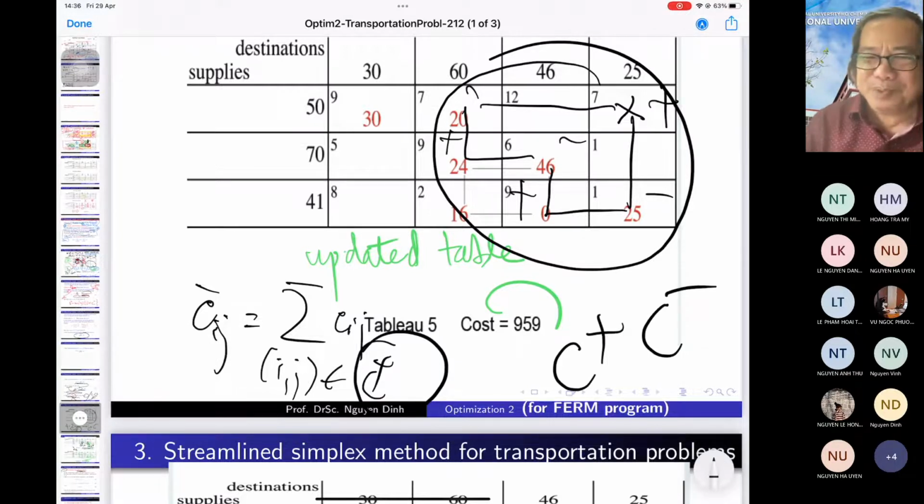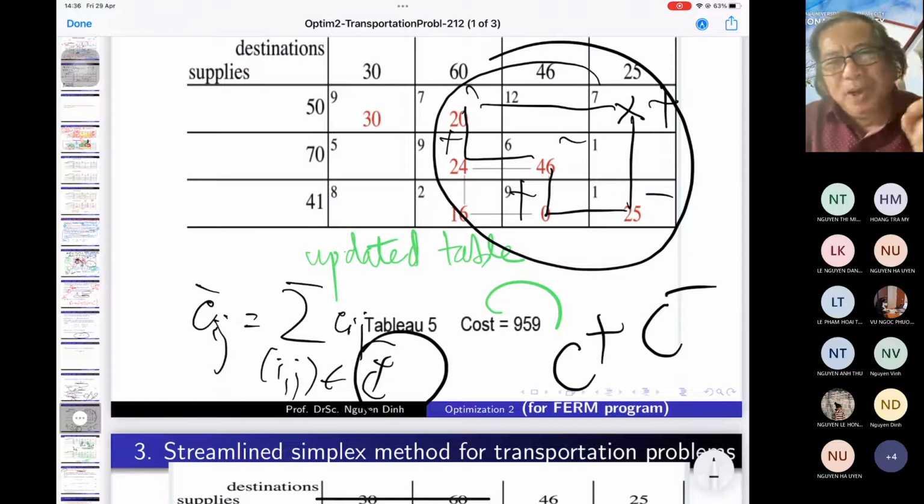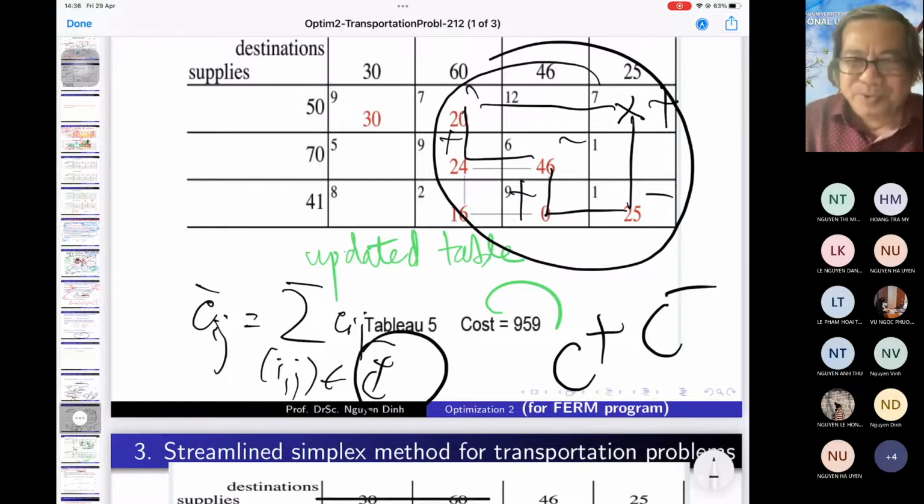And how do you tell the computer to find out the set C plus and C minus? It is impossible. You need to find another way, a way that you can tell the computer and the computer can do for you. That's the reason why we have to learn how to find C bar ij not based on the table, but based on the data we are given, and not with our eyes.